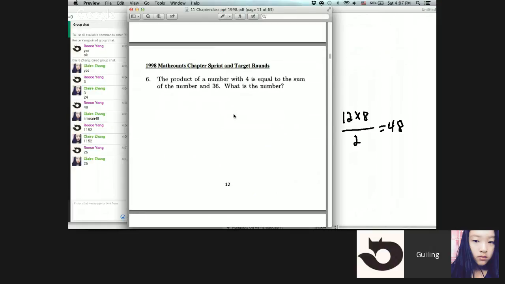The product of the number with 4 is equal to the sum of the number and 36. What is the number? Right, correct answer is 12. So it's just 4x equals 36 plus x. 3x equals 36, x equals 12.